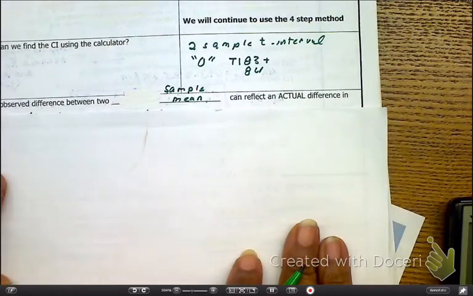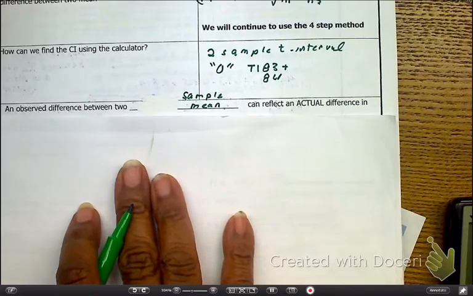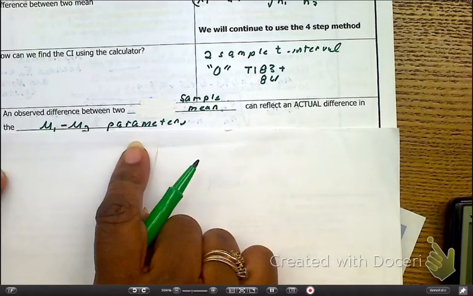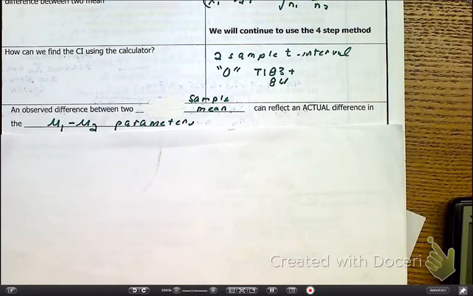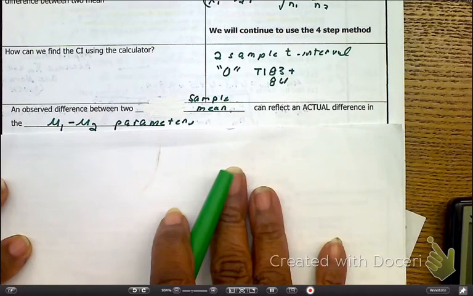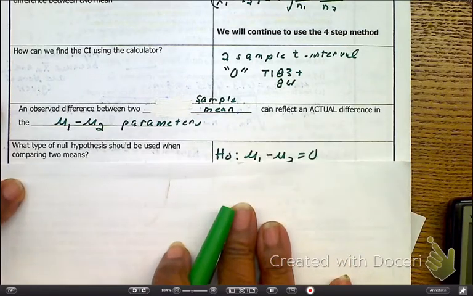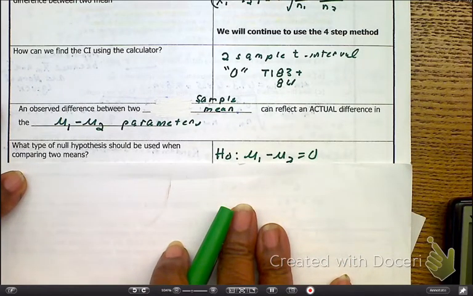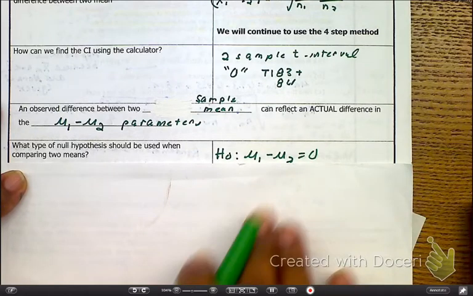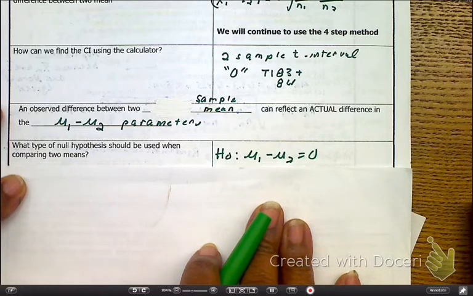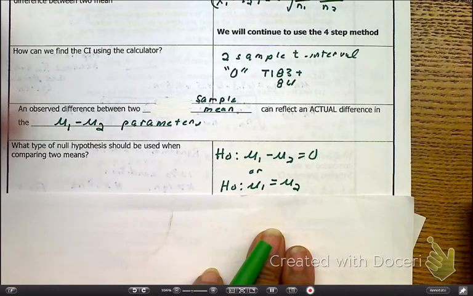Now, please recognize that an observed difference between these two sample means can reflect the actual difference of the parameter of the population. Like we've always said, we take the information about the sample and make a conjecture about the entire population. So what are our null hypotheses? Well, we already talked about this today. Here is your mu sub 1 minus your mu sub 2, or it could say that they equal each other.